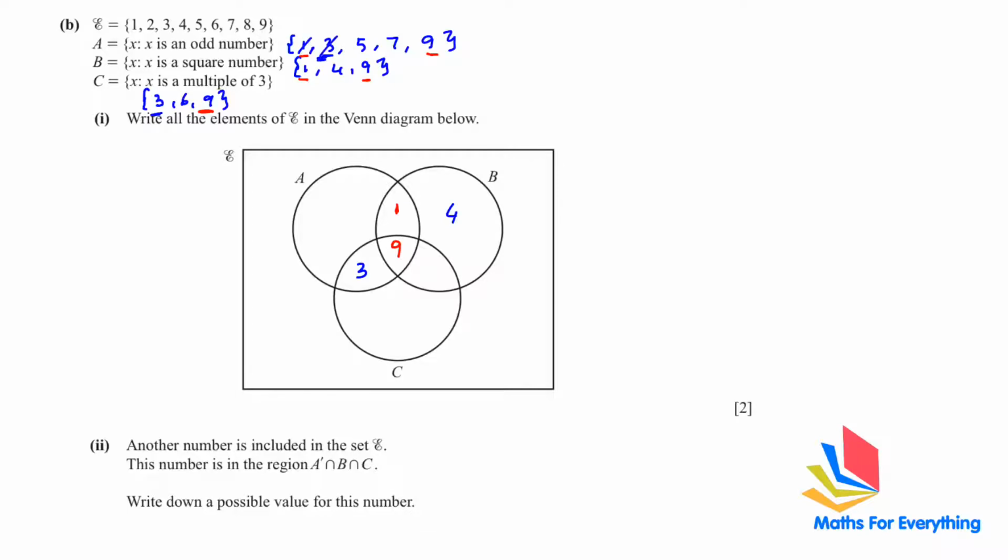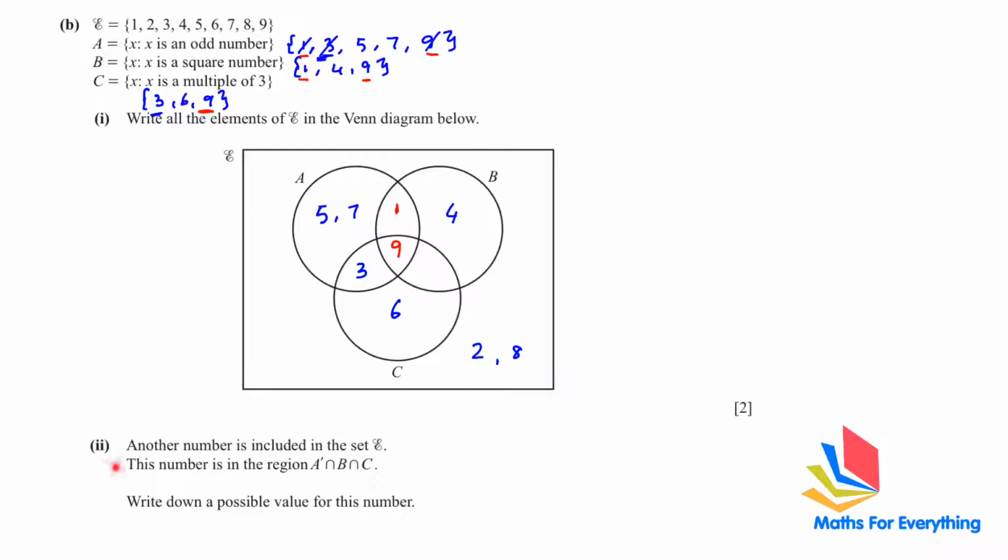We have used up 1, 3 and 9. 5 and 7 is remaining. And in set C, 6 is remaining. So we write in the circle. We are left now with 2 and 8. We'll write it outside the circles. So we have put in all the numbers.